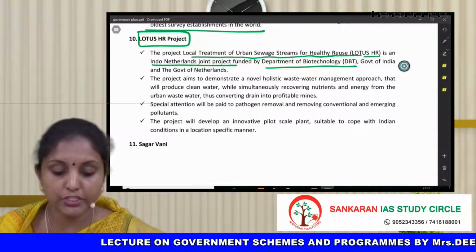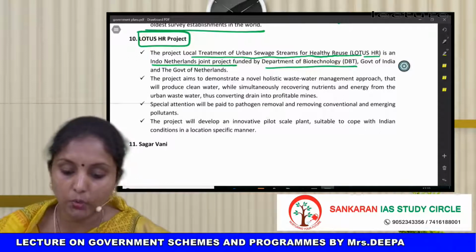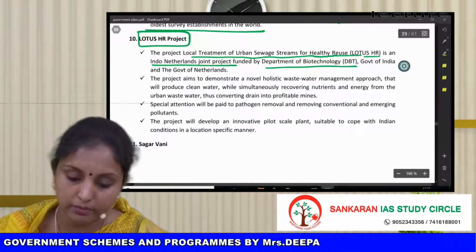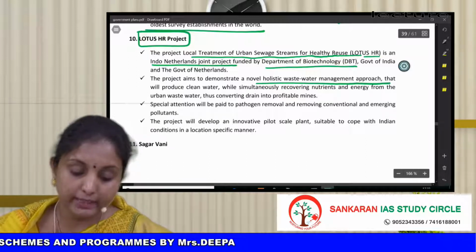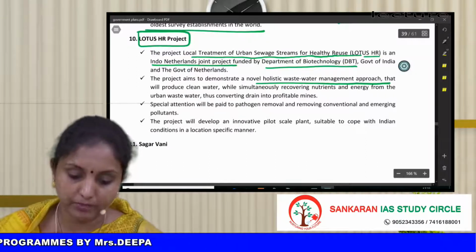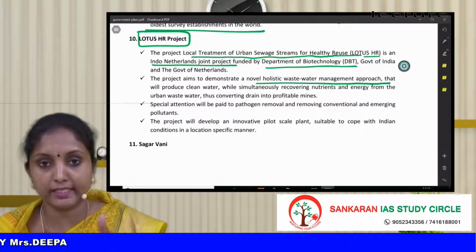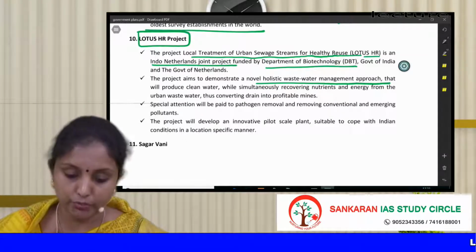The project aims to demonstrate a novel holistic wastewater management approach that will produce clean water. The sewage water will be cleaned and it can be reused.